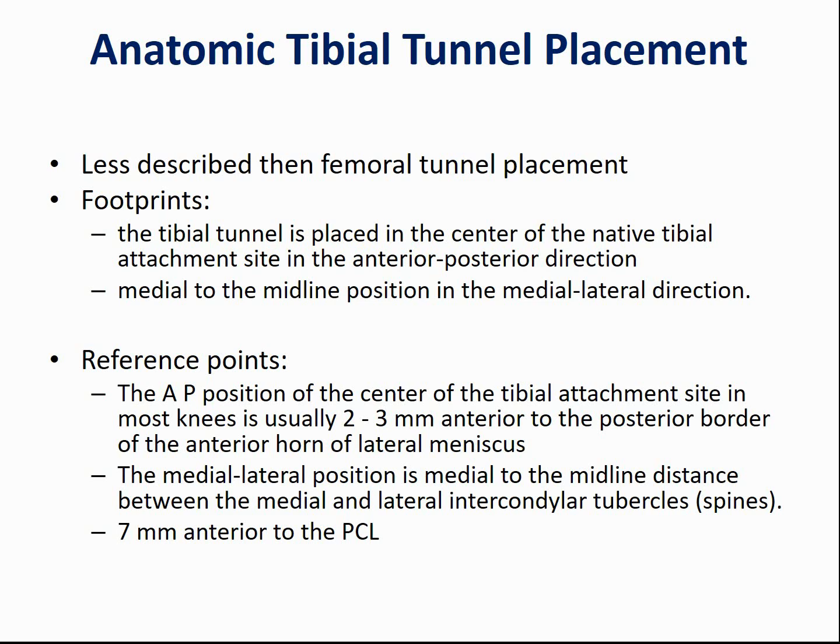The anterior-posterior position of the center of the tibial attachment site in most knees is usually 2 to 3 mm anterior to the posterior border of the anterior horn of the lateral meniscus, and in the mediolateral direction it is medial to the midline, the distance between the medial and lateral intercondylar tubercles, and these are around 7 mm anterior to the PCL.